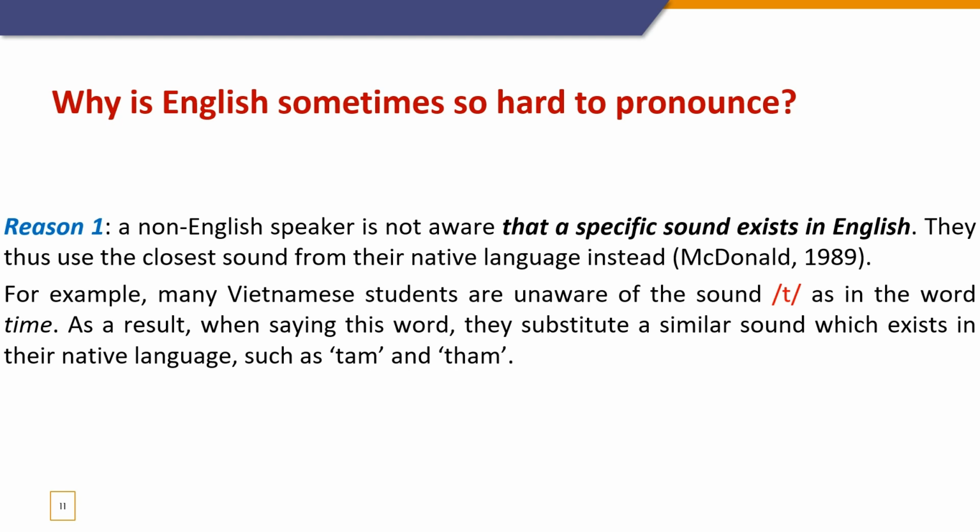Here are some suggested reasons for you. Reason number 1. A non-English speaker is not aware that a specific sound exists in English. They use the closest sound from their native language instead. For example, in Vietnamese, students are unaware of the sound t in the word time. As a result, when saying this word, they substitute a similar sound which exists in their native language. It should be time.